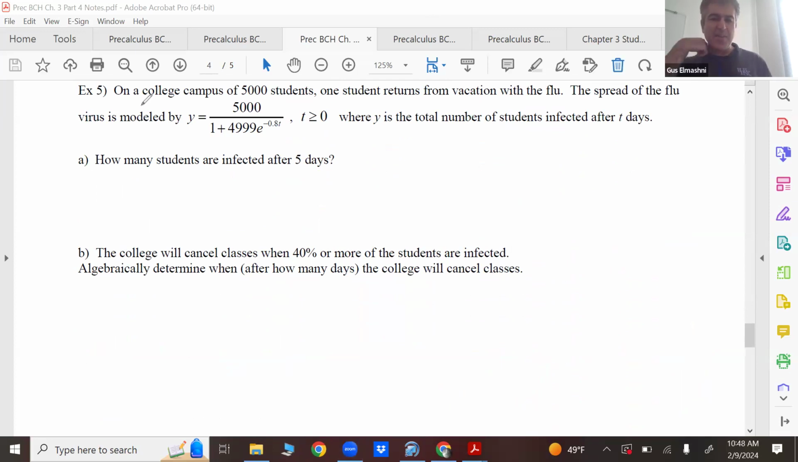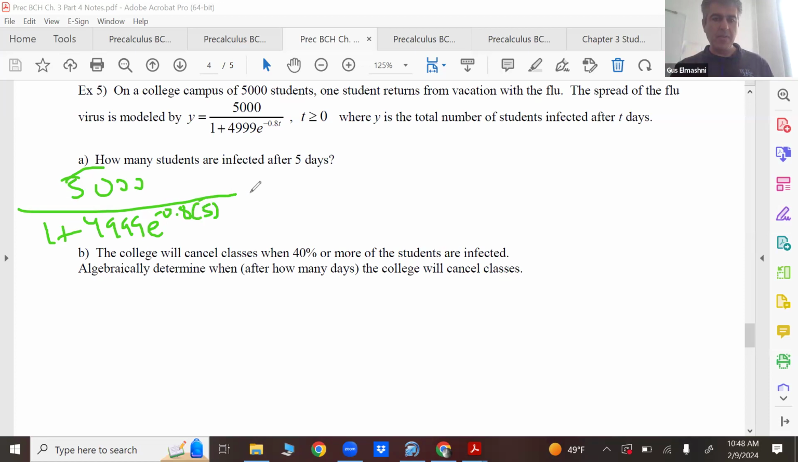So now this is looking at the flu, and it spreads like this. So 5,000 is the capacity because that's the most students you have on the campus. So how many students are infected after 5 days? That's not hard. Just do 5,000 over 1 plus 5,000 divided by... that's -4, I think. Yeah, you get about 54 kids.